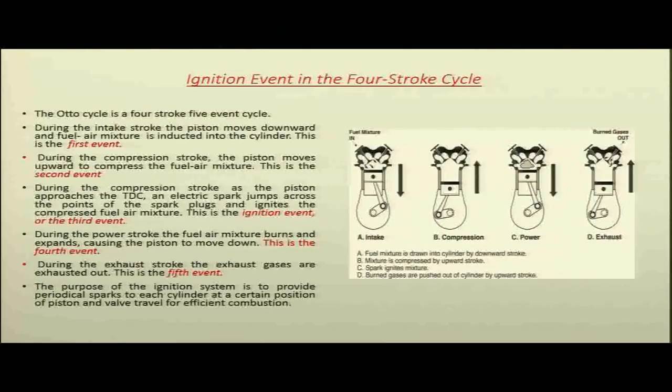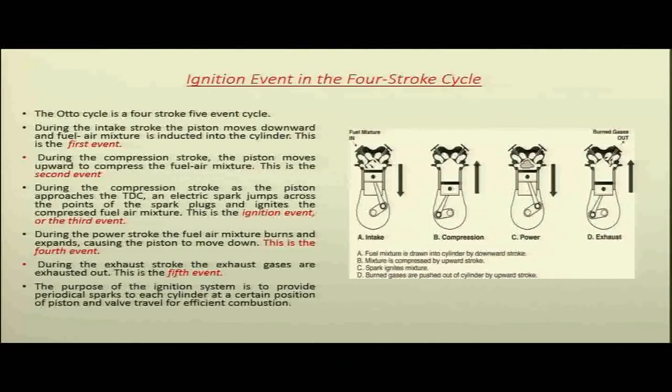Once your fuel air mixture is ignited, due to the burning mixture and expansion, the piston moves downward. This is your power stroke and the fourth event. And during the exhaust stroke, the piston is moving upward from bottom dead center to top dead center, the exhaust gases are being exhausted out, and this is your exhaust stroke and the fifth event. So, we have seen that there are 5 events and ignition is the third event.